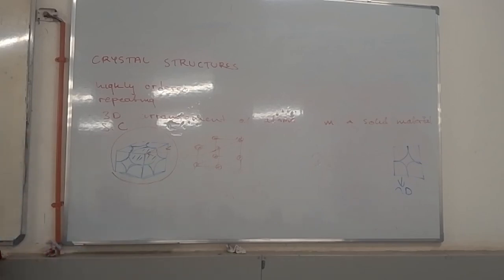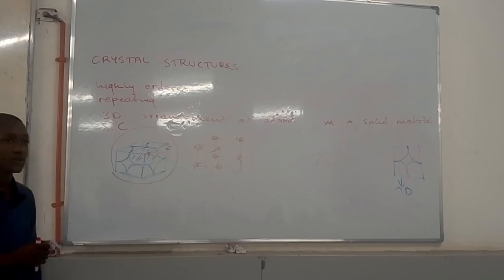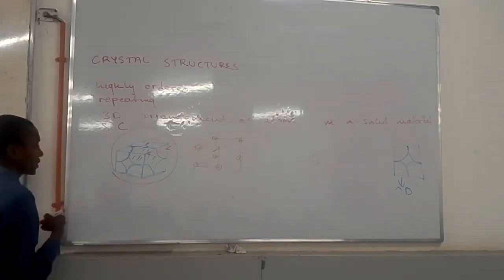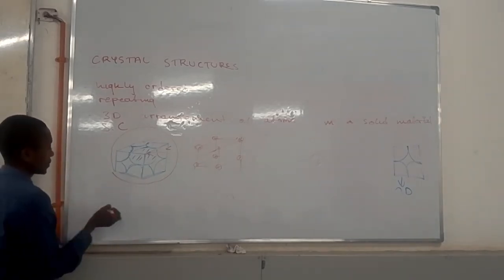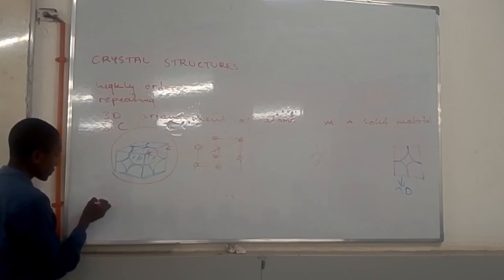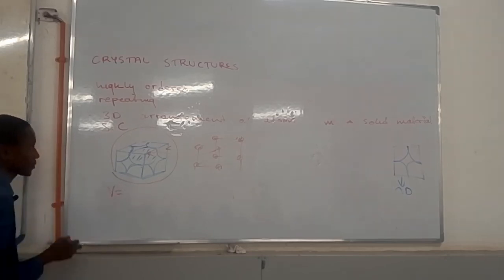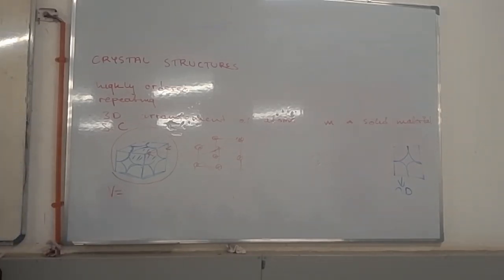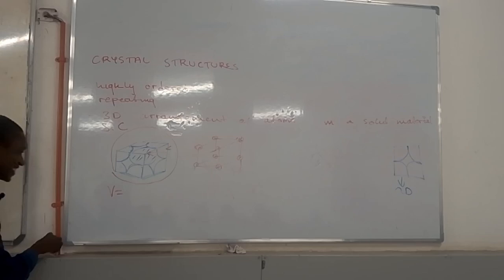I think I will not go over how you calculate the volume of the simple cubic because that's what we covered last time. I'll just give you the formula. You may go over how to calculate the volume at your own time. But the formula for volume is equal to, but I may just have to calculate it because I've forgotten myself.